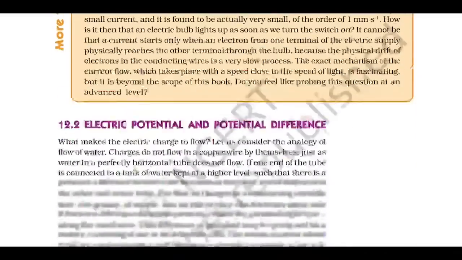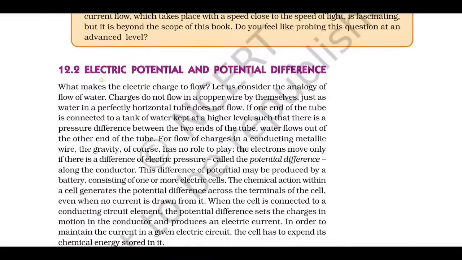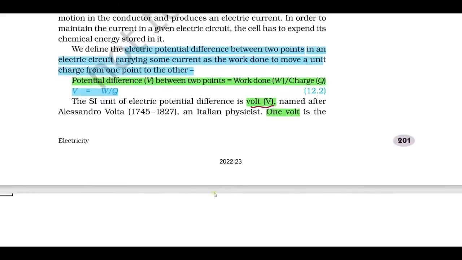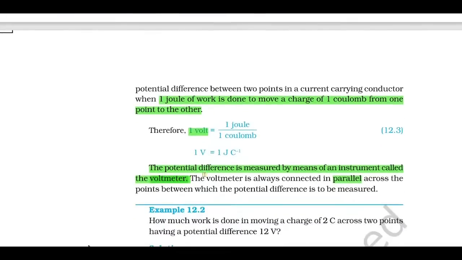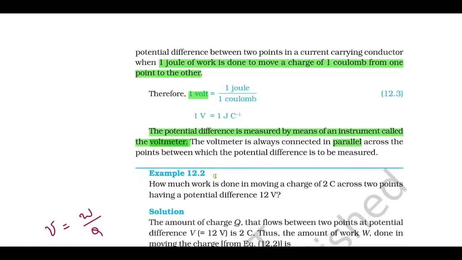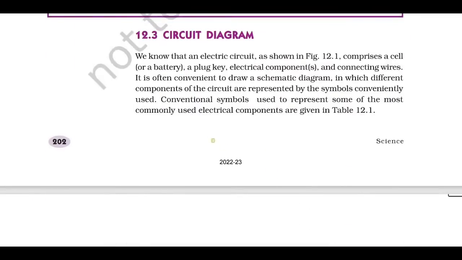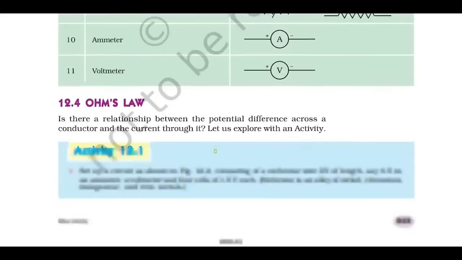And then we had the concept of electric potential and potential difference. V equals W by Q. Define 1 volt. What is a voltmeter? How is it connected in a circuit? Always it is connected in parallel. And circuit symbols for 1 mark.